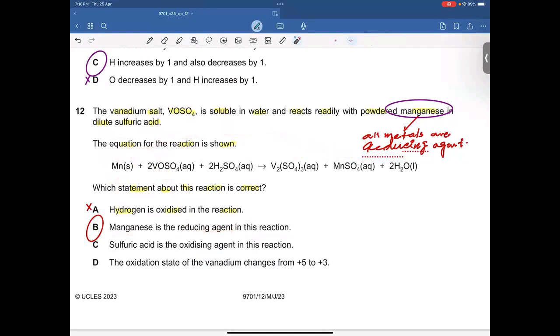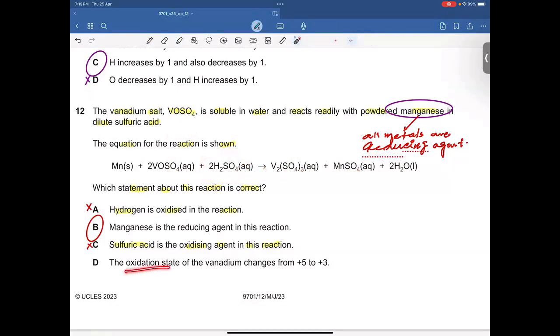But let's talk about C. Sulfuric acid is the oxidizing agent in this reaction. Absolutely incorrect because we have the +6 oxidation state in sulfur here, and here, and here. Technically it is sulfate, sulfate, sulfate, and also sulfate. So there is no change in the oxidation state of sulfur in the entire reaction, which means sulfuric acid is not acting as an oxidizing agent. In fact, sulfuric acid is being used as an acidic medium here. So C is incorrect. Let's talk about D.